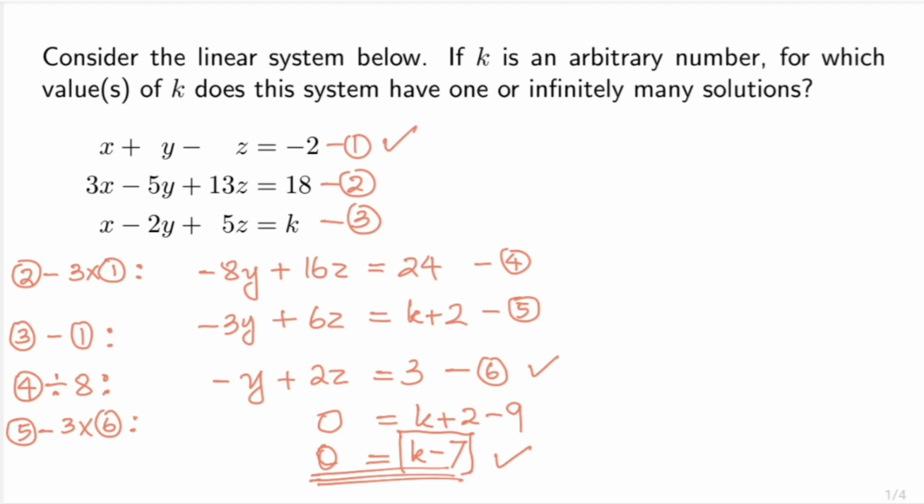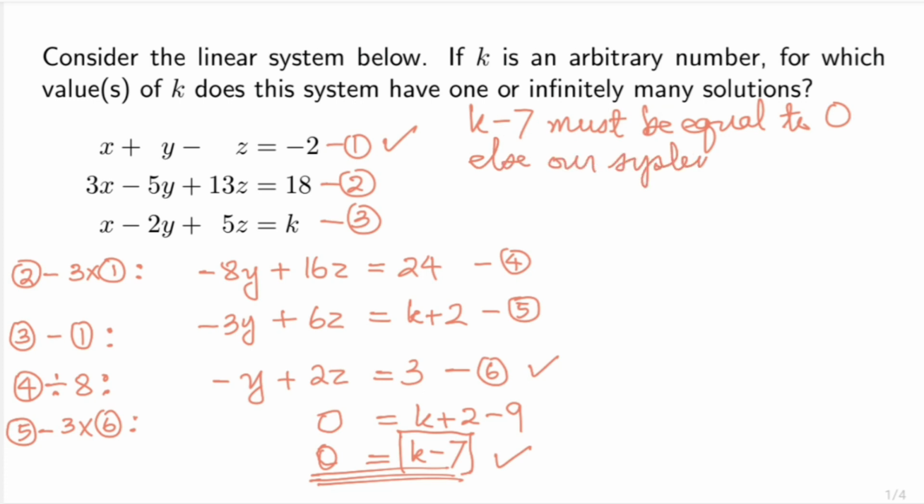So k minus 7 must be equal to 0. Otherwise, our system will be inconsistent.